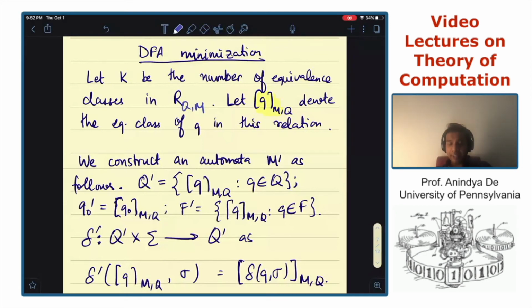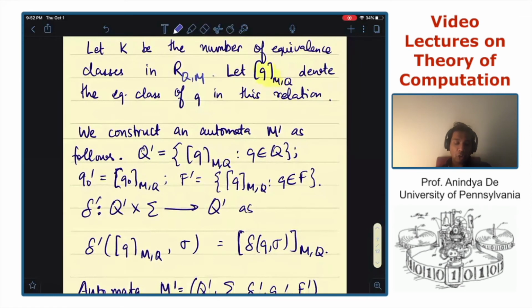We will now construct an automaton as follows. In Q prime, we will have a state corresponding to each of these equivalence classes. The starting state of the new DFA will correspond to the equivalence class of the starting state of the original DFA, which is q naught. The final states of the new DFA will correspond to the equivalence classes corresponding to the final states of the old DFA.